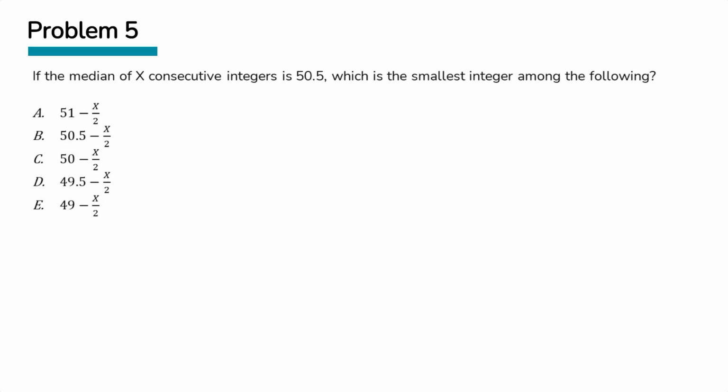Suppose I have X to be 4. Let's suppose you have 4 consecutive integers. Then 51 minus 2 will be, what is 50.5 minus 2? The question is, which is the smallest integer among A, B, C, D, E? So which one will be this? Is 51 minus 2 the smallest, or 50.5 minus 2, or 50 minus 2, or 49.5 minus 2, or 49 minus 2? That is the question now. Did you all understand the question?